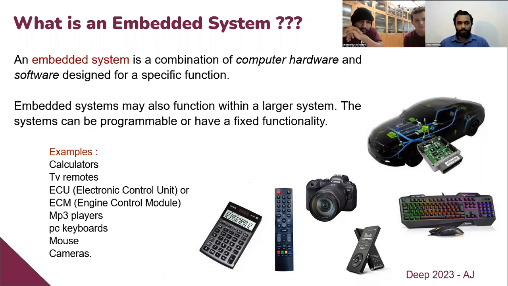This means that, if you take a calculator as an example, you can only do maths. If you take a camera, its functionality is limited. Examples are calculators, TV remotes, and electronic control units in vehicles.